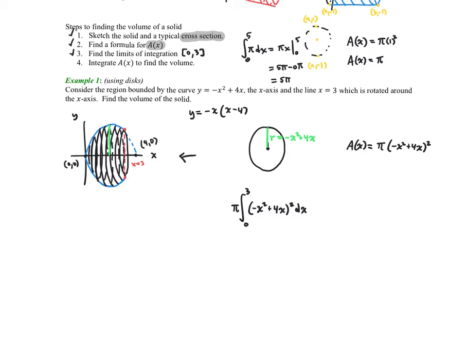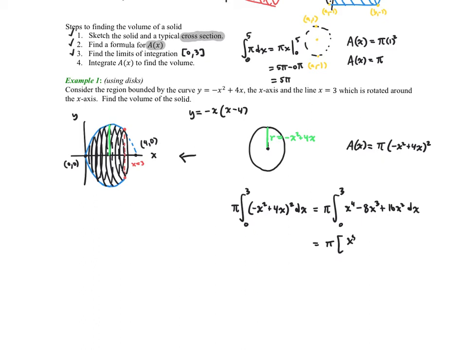Let's look at how messy that is, and we'll see if we actually want to use the calculator and do a little math work. Let's write this out. 0 to 3 of x to the 4th minus 8x cubed plus 16x squared. That's not too bad. We'll see how ugly it gets here.